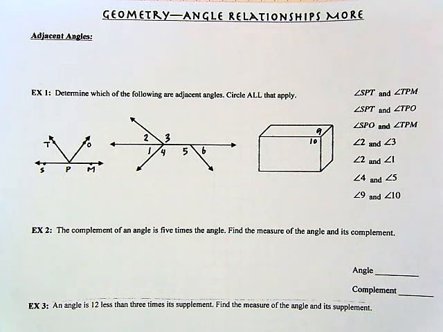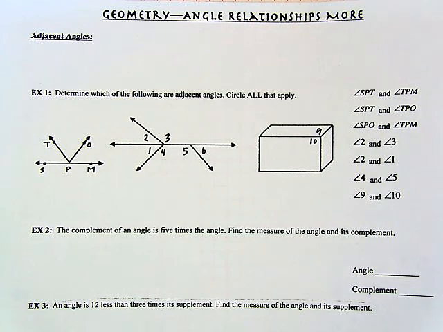All right, so today we are looking a little bit more in depth at angle relationships. First we're looking at adjacent angles. Adjacent, if you think about it in our normal vocabulary, means close to, in close proximity to, nearby. So we're just transferring that to our geometry vocabulary.